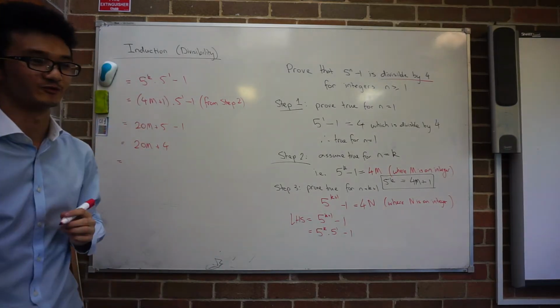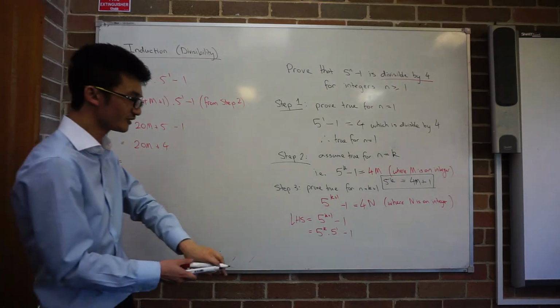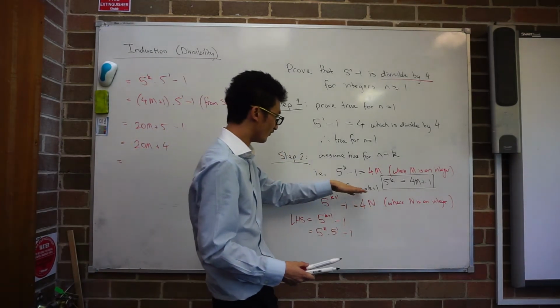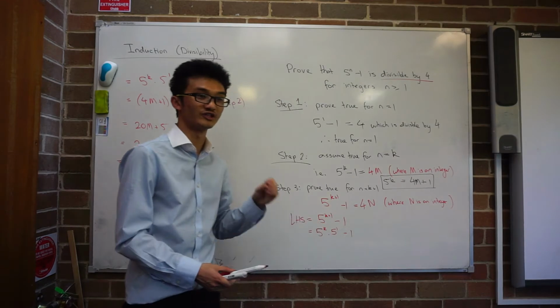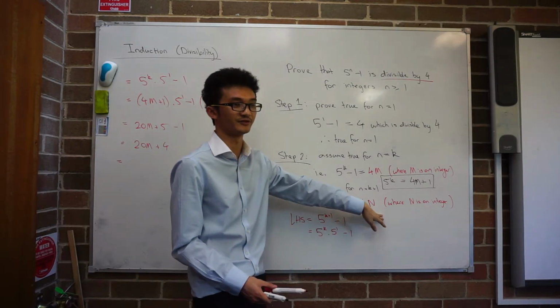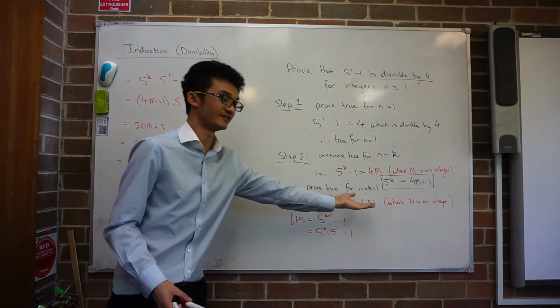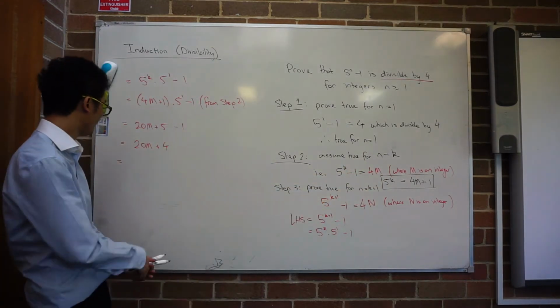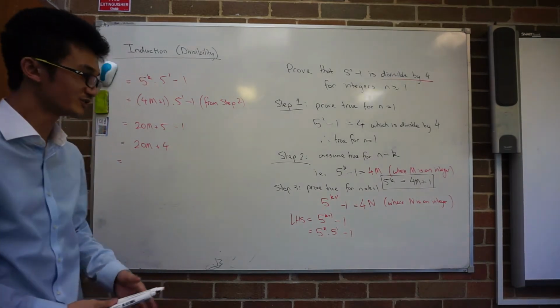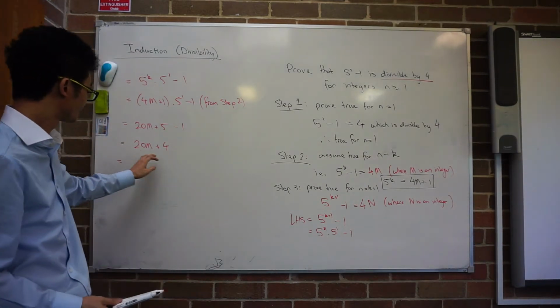What do you think my next step would be? Because remember, don't forget about what the goal of this whole statement is. I want to show that for n equals k plus 1, that result is divisible by 4. I want to get 4 multiplied by something where that something is an integer. So I come back to here. What do you think I want to head to next? What do you notice about these two numbers, or these two terms?